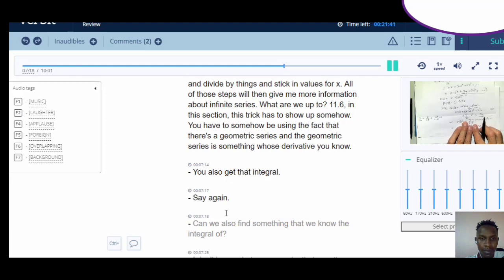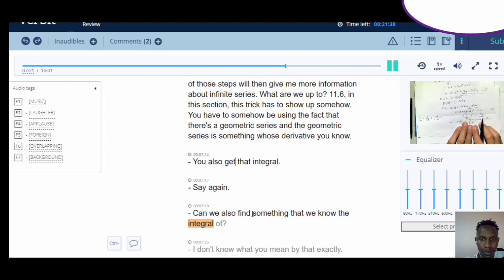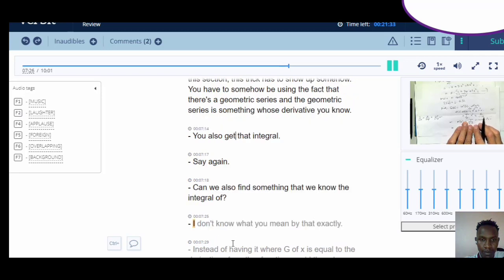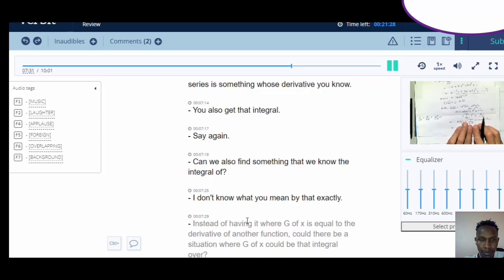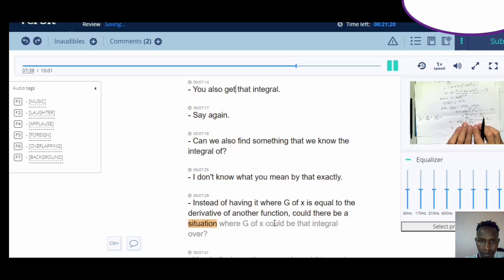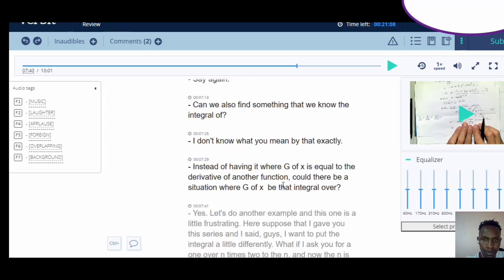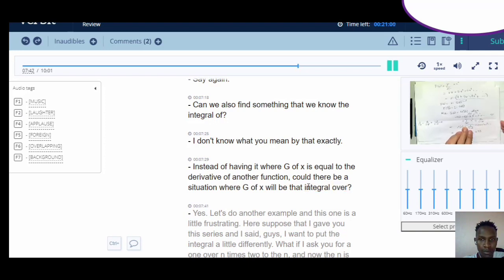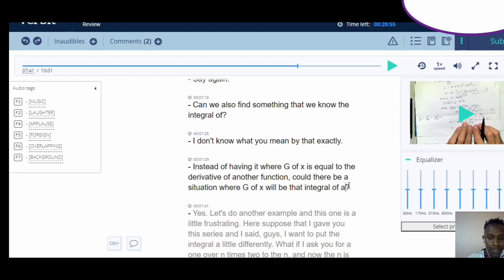Can we also find something that we know the integral of? I don't know what you mean by that exactly. So like, instead of having it where g of x is equal to the derivative of another function, could there be a situation where g of x would be like the integral of another function? Yeah, so the integral of another function.